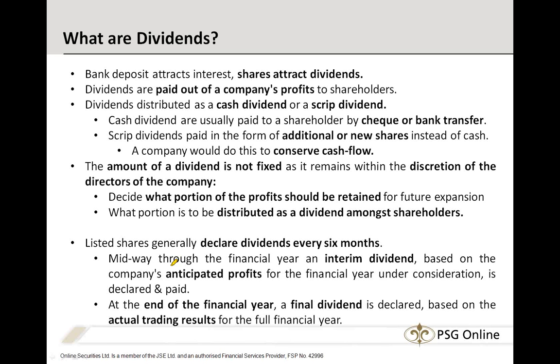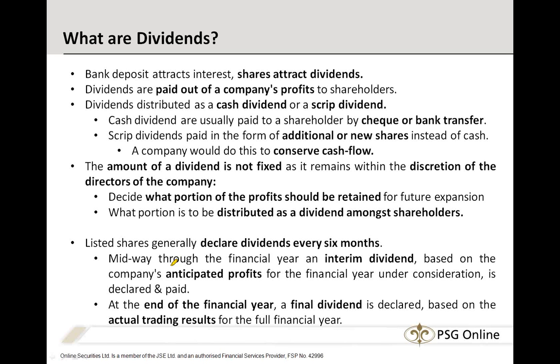It dilutes the earnings ultimately because there are more shares in issue, and those kinds of things can affect the ratings. The amount of dividend is not fixed. It depends on the discretion of the directors. They decide what portion of profits should be retained, held back in the company for future expansion of the business, and what portion should be distributed to investors.